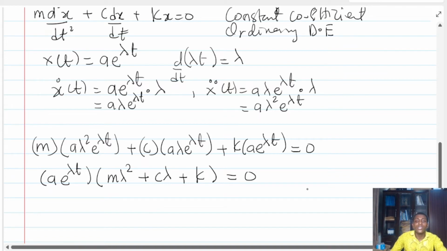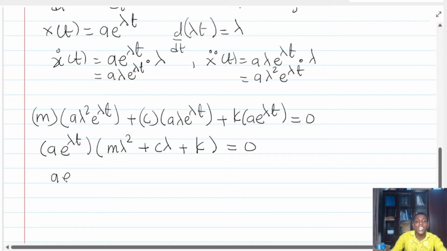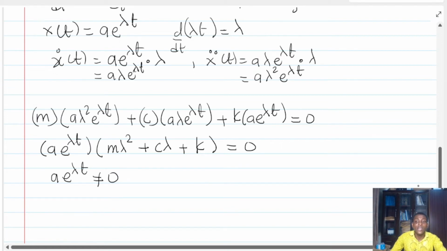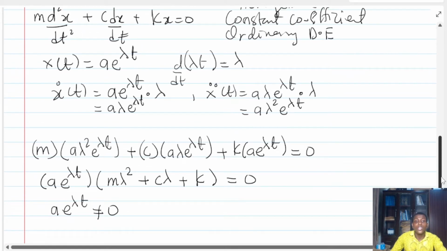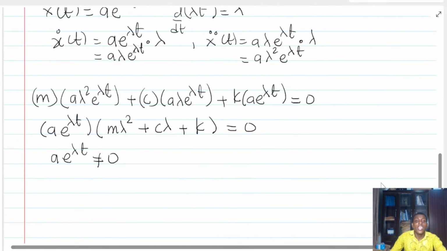So when I get to this point, I have two factors multiplying to get 0. One of them must be 0, or both of them are 0. But a e lambda t cannot be equal to 0. In fact, if a e lambda t is 0, I need to stop making this video, and we need to stop learning vibration, because the x, which is our vibration, is 0. But our vibration is not 0. So we need to continue. Therefore, a e lambda t cannot be 0. Therefore, m lambda squared plus c lambda plus k must be 0.